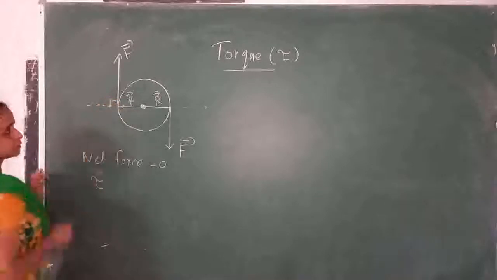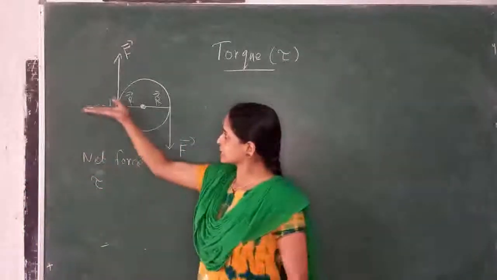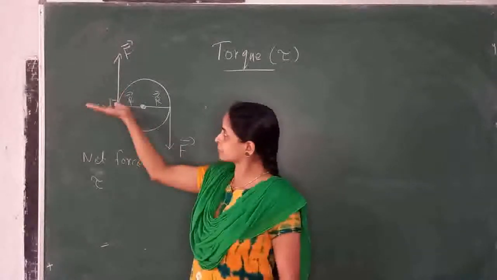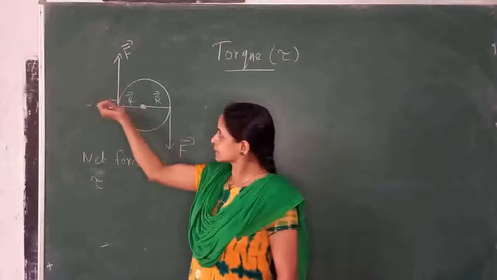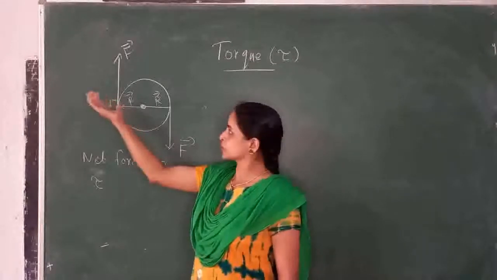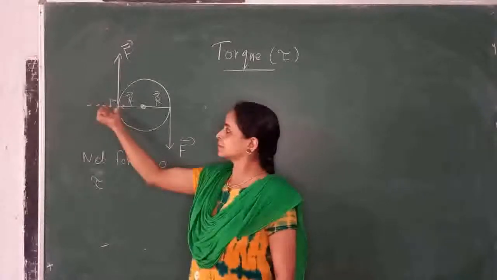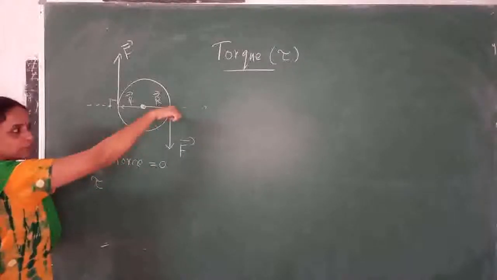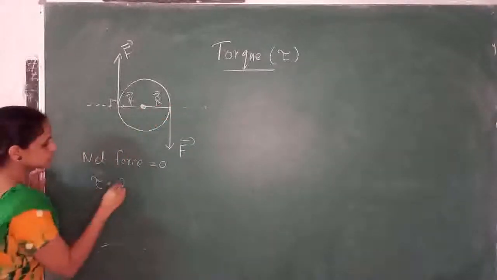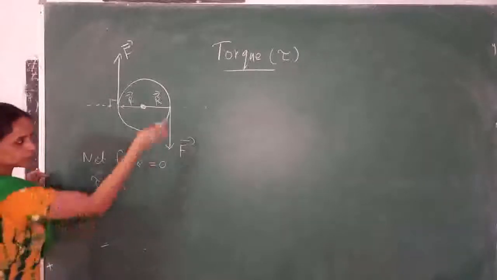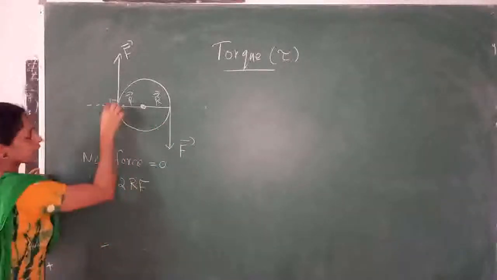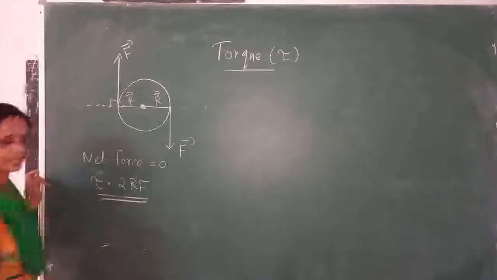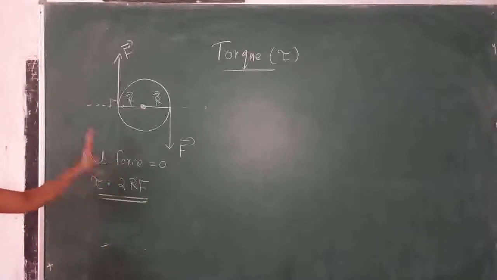So this is the angle between. R is in this direction, F is upward. So again the torque is into the plane. Here the torque is into the plane, and here also the torque is into the plane. So the net torque is 2 times R cross F, both are perpendicular, that is RF plus RF. So there will be a net torque, but the net force is 0.